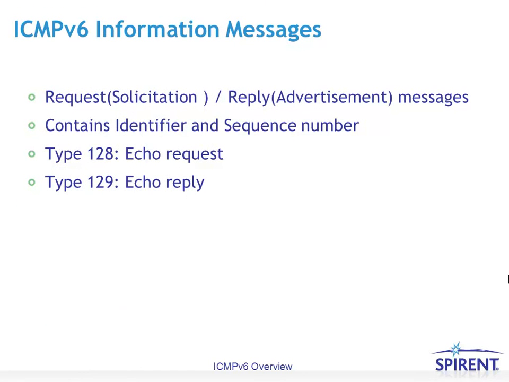ICMPv6 informational messages take various forms. They could be request or solicitation type messages, or reply or advertisement type messages. They will contain an identifier and a sequence number to distinguish them. And as I mentioned on a previous slide, the ping function, echo request and echo reply, have specific type values of 128 and 129 respectively.